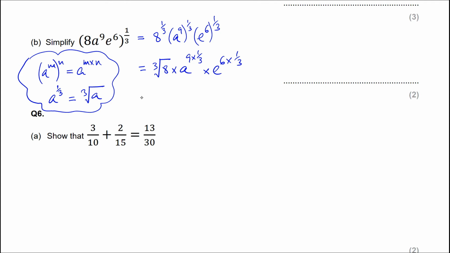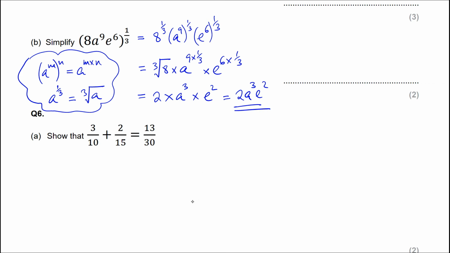All right, so the cube root of 8 is just 2. A third of 9 is just 3, so that will be a to power 3. A third of 6 will be 2, so that will be e to power 2. So we'll have 2a cubed e squared. And that's how you simplify that expression.